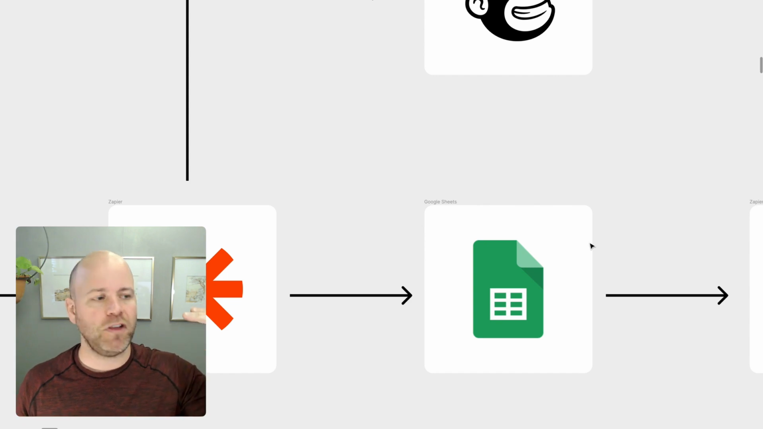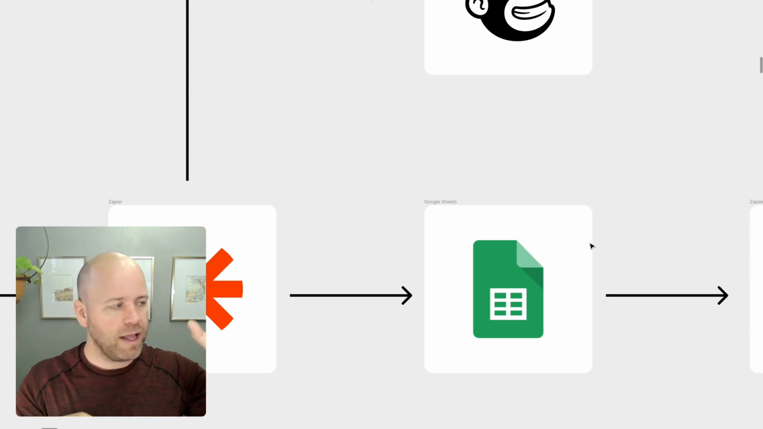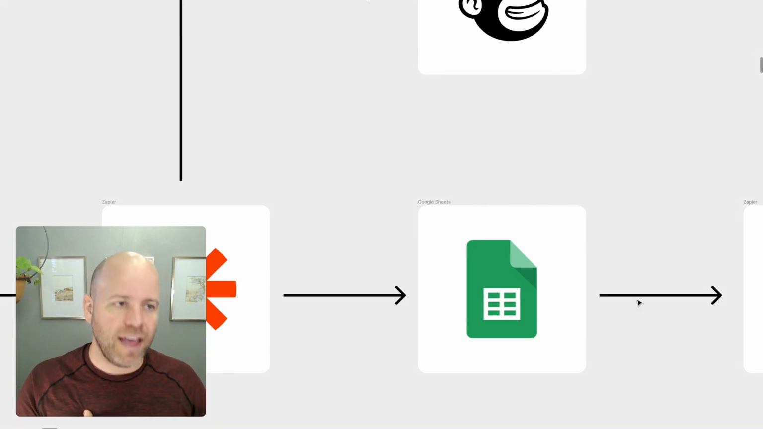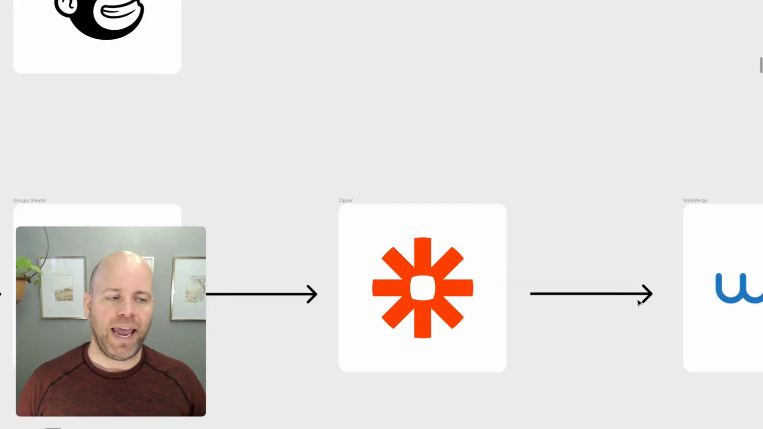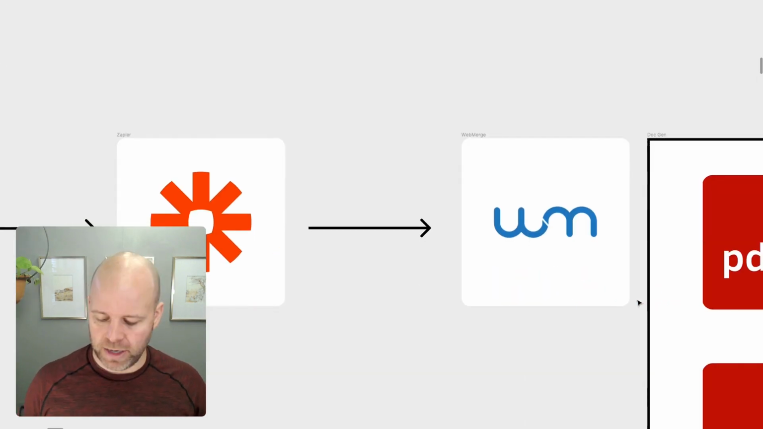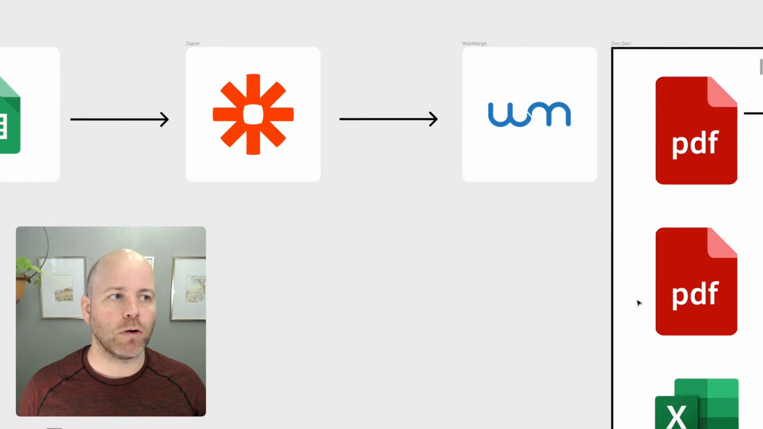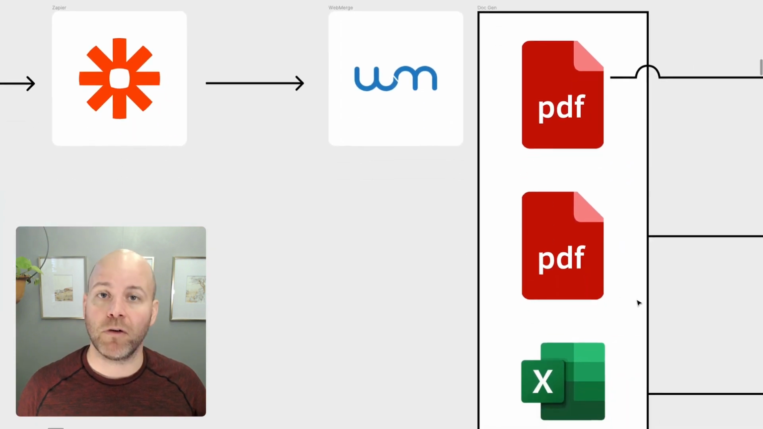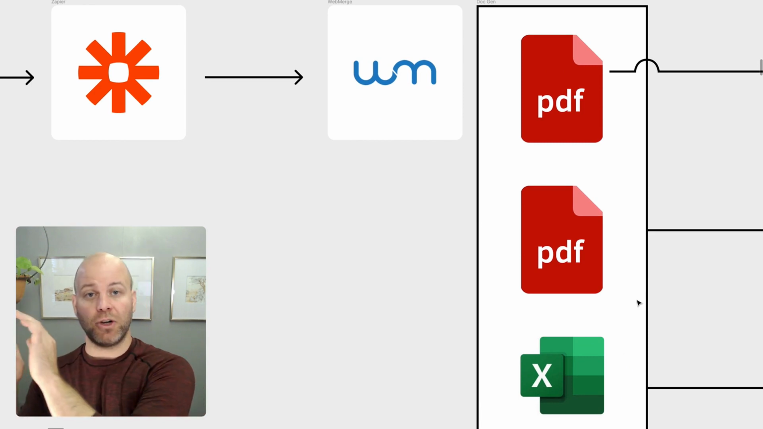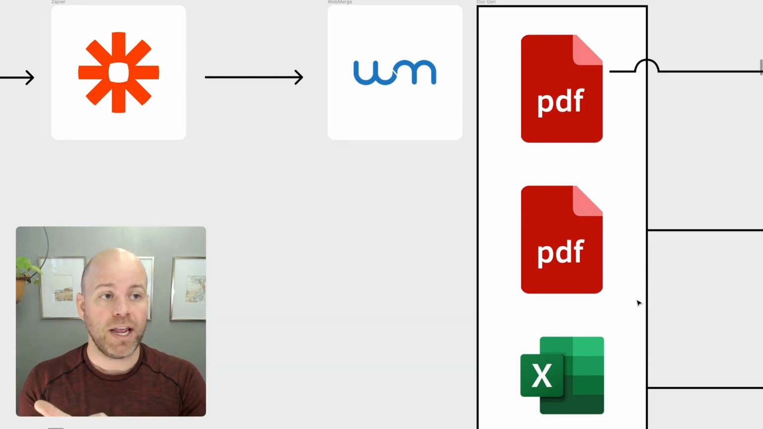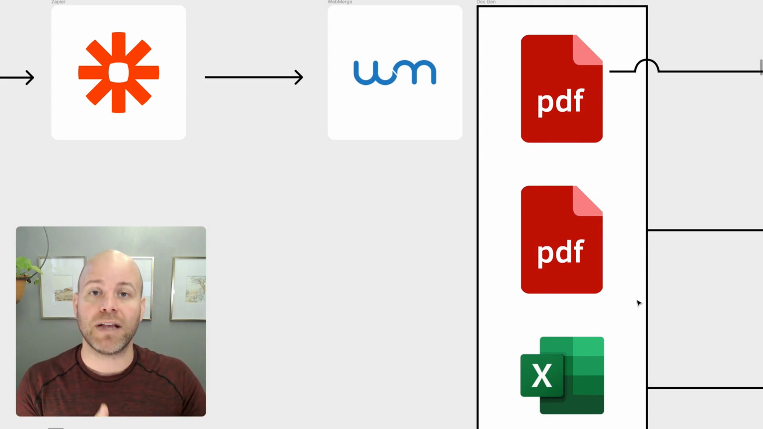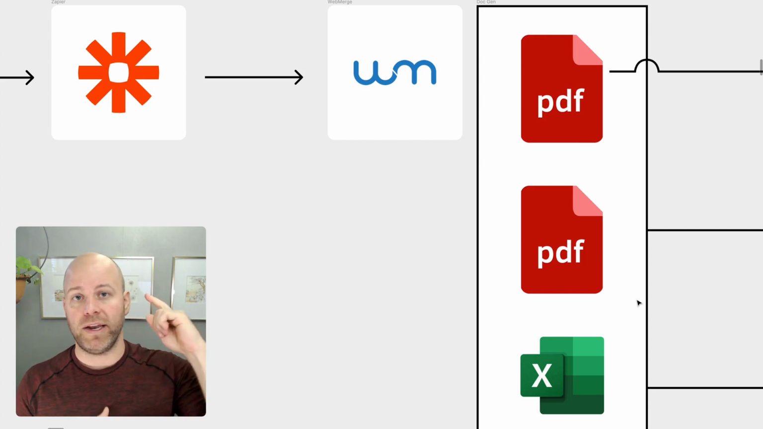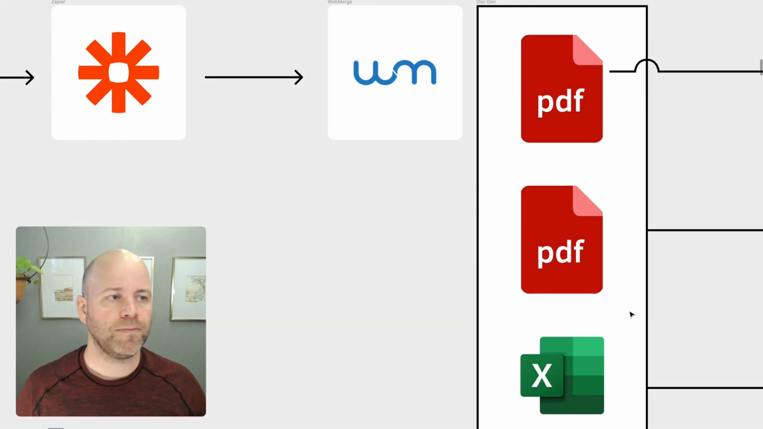Once that price field was updated, so a row got added, then the price field was updated, and then we went back to Zapier. And Zapier then took all that information and sent it to Webmerge. Now, Webmerge is now what we call Formstack Documents, but prior to being Formstack Documents, it was Webmerge. So Zapier took all that data and sent it to Webmerge. And then what Webmerge did was it generated 2 PDFs and a Microsoft Excel file. So we created an application, a quote, and then an Excel file just to validate our numbers.